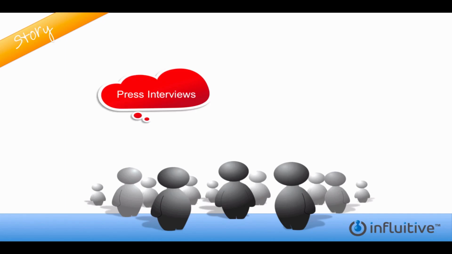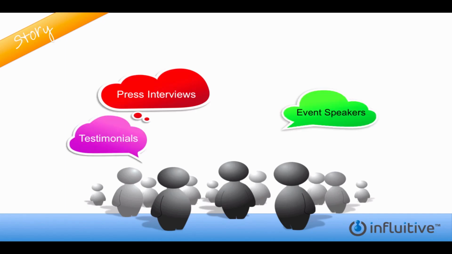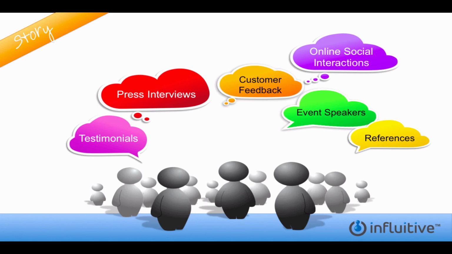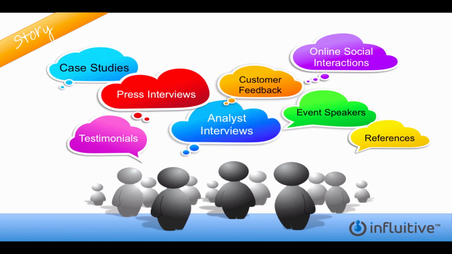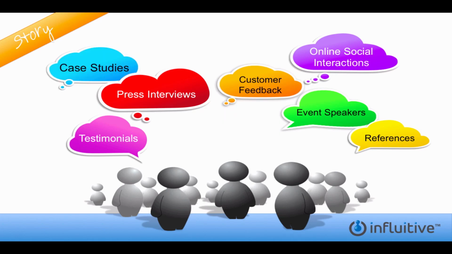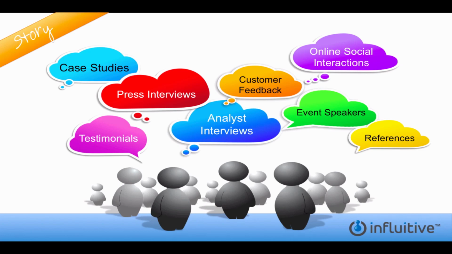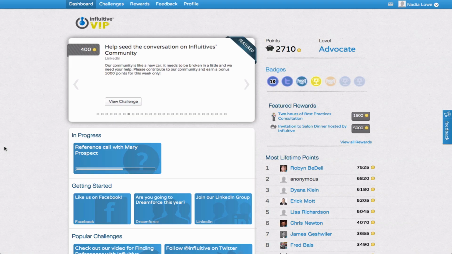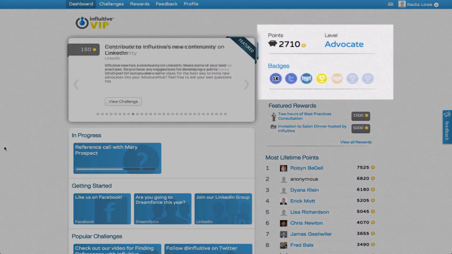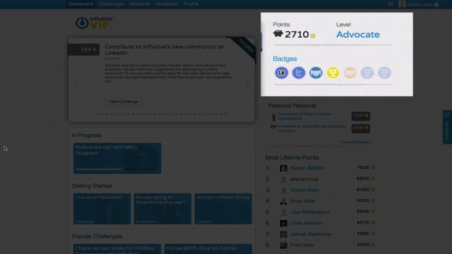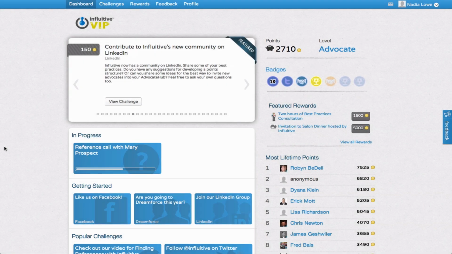Isabella's best advocates are already providing her with great testimonials, customer feedback, case studies, and volunteering to be speakers at events. She'd like to encourage more advocates to do the same. And one way to reward advocates for their activities, as well as encourage participation, is to implement a point structure. Points, badges, and levels give advocates immediate gratification and reinforce behavior.